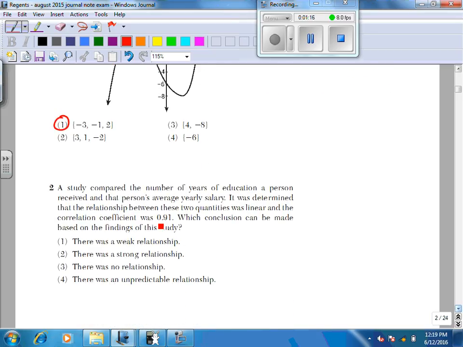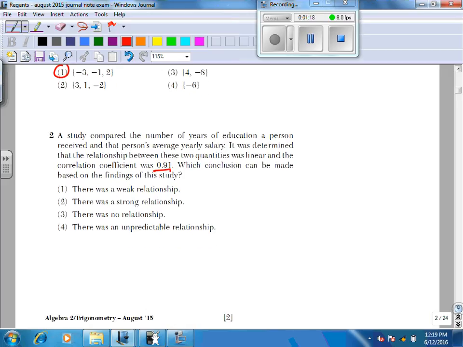Here, if we have a correlation coefficient of 0.91, our best possible option for correlation coefficient is any number closest to positive or -1. So in this case, 0.91 is very close to positive 1, which means there is a strong relationship, about a 91% match between the data.